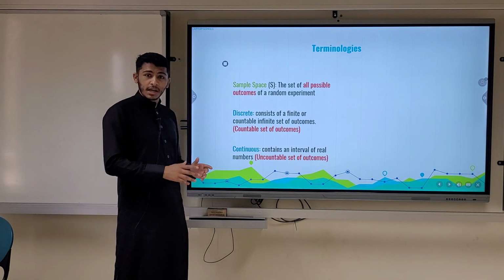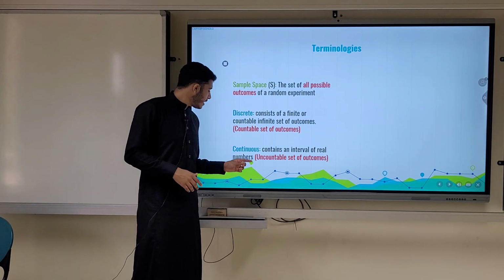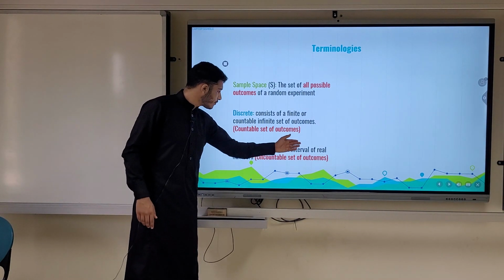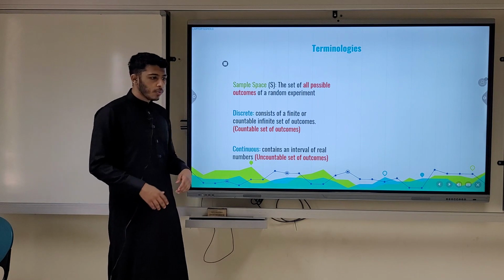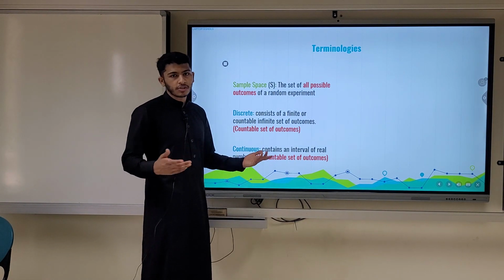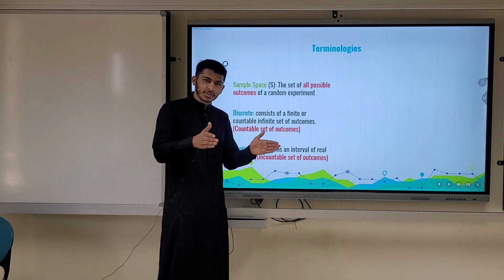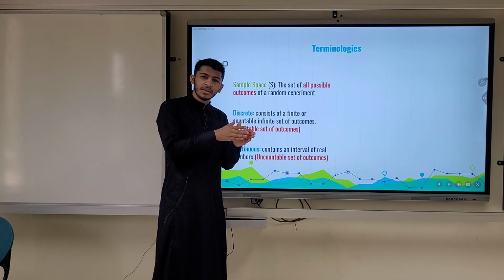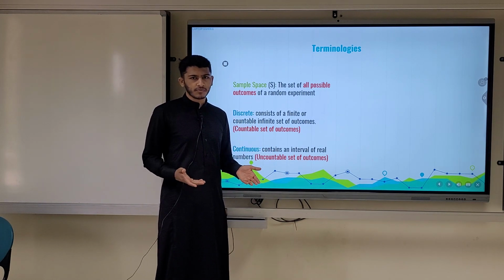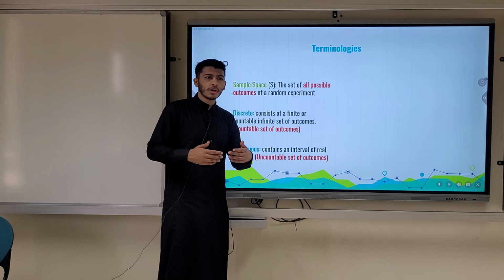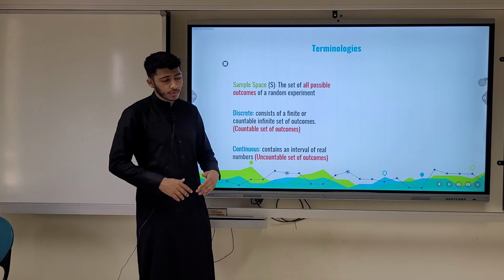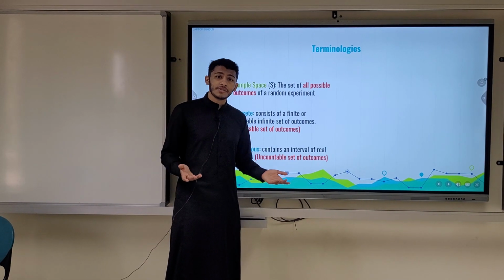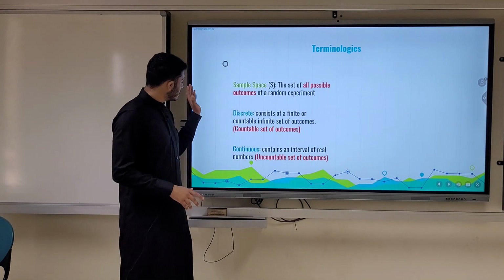However, continuous, you cannot really count them. So let's say they can usually consist of intervals of real numbers. So let's say that we have an interval from 3 to 5. You cannot count all of the numbers between 3 and 5. They are an infinite number of numbers. So you might have 3.000001 or 3.000002, and as you go. So this is it for the sample space.